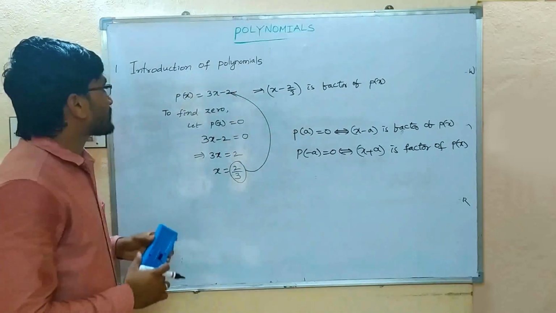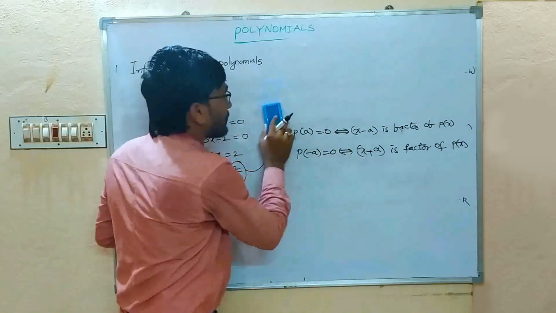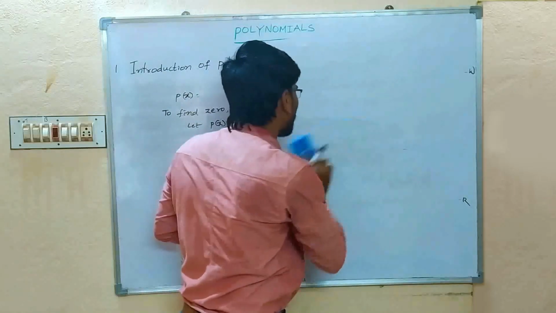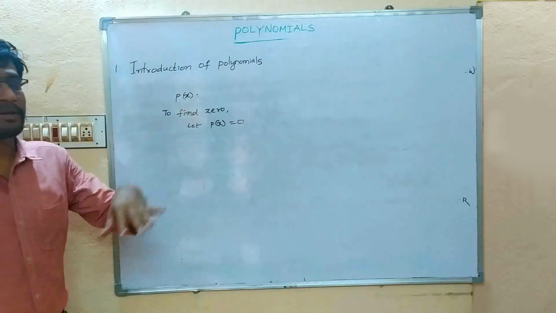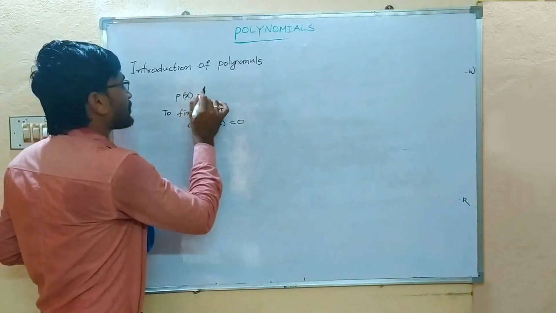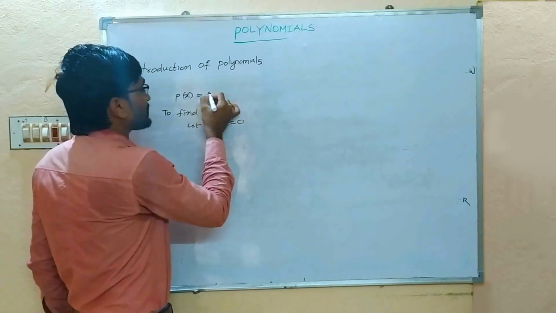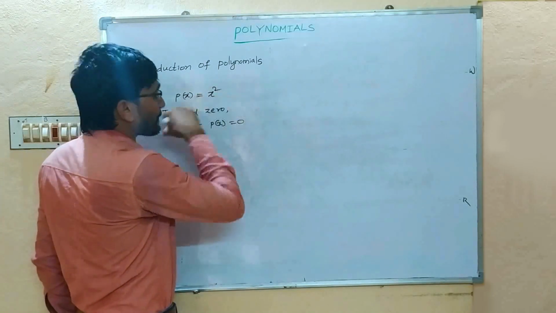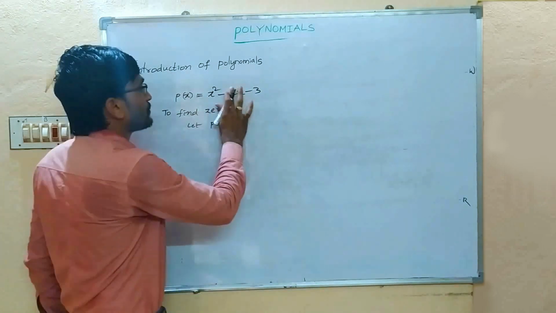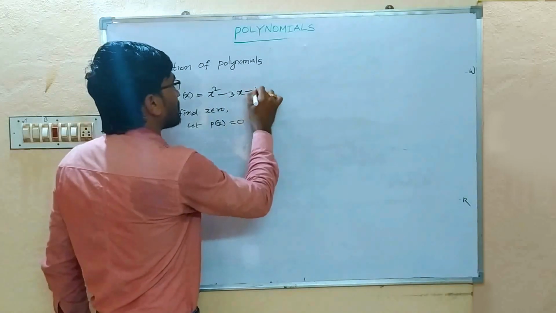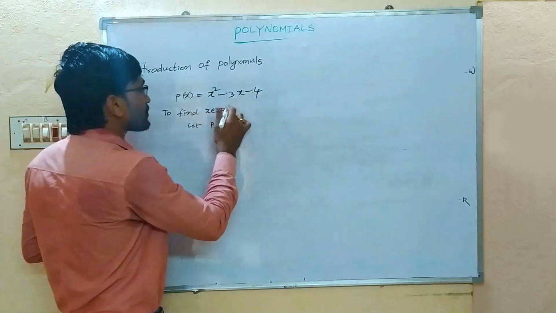Now let us take the zeros of a quadratic polynomial. By using that quadratic polynomial, we can find zeros of a cubic polynomial by using the division algorithm, which we have to see in the next video. So let us consider the polynomial x square minus 3x minus 4. How can we find the zeros of this polynomial?